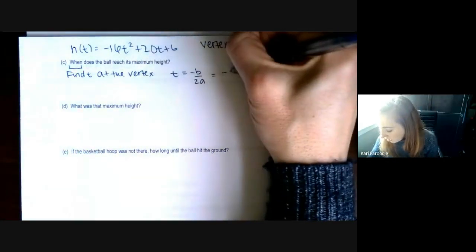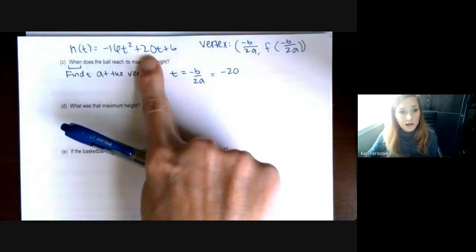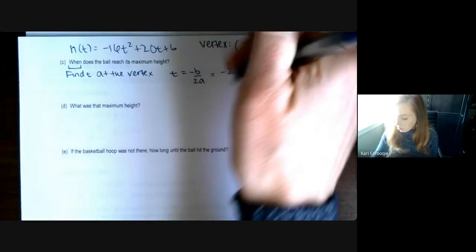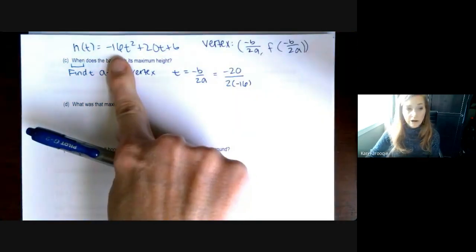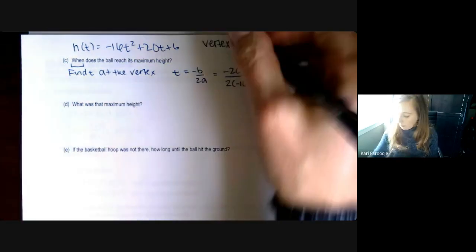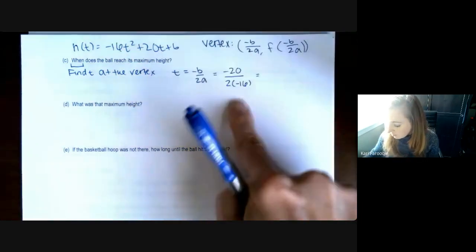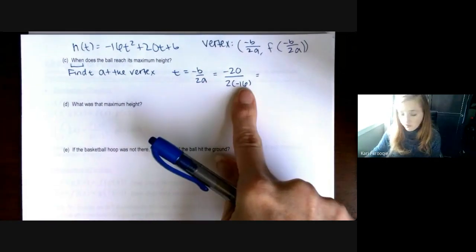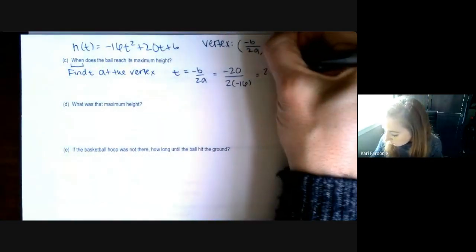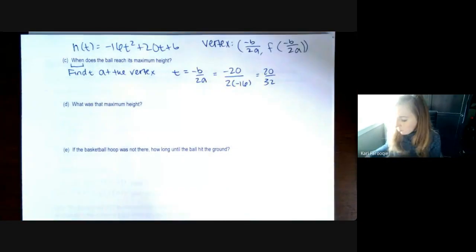So this is negative b, which is negative 20. Remember, b is your linear coefficient, divided by 2 times a. A is your quadratic coefficient. And then we'll simplify. It's a negative divided by a negative, so it's going to be a positive. 2 times 16 is 32, so you'll have 20 over 32.